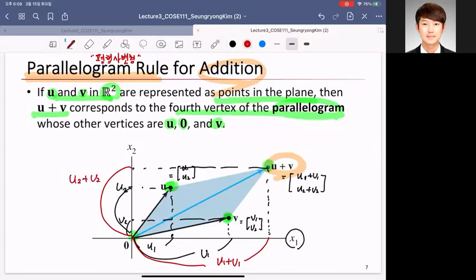So from here, we can see u plus v should be the fourth vertex of this parallelogram, this 평행사변형, right? We can express it as a vertex of such a parallelogram in a geometric manner. In the geometric view, when we think about adding u and v, we can represent it with this parallelogram. So in the geometric representation, we can understand the vector arithmetic operation. 어렵지 않죠?